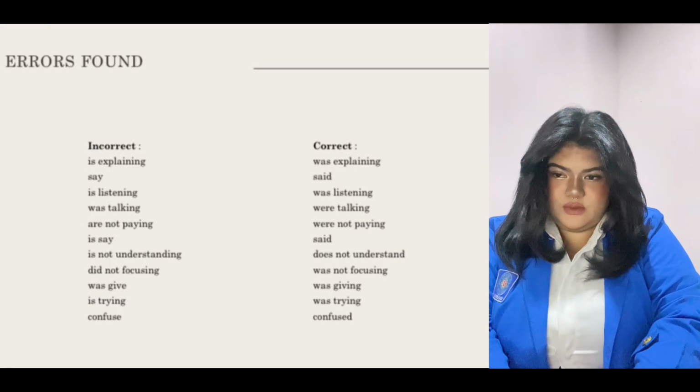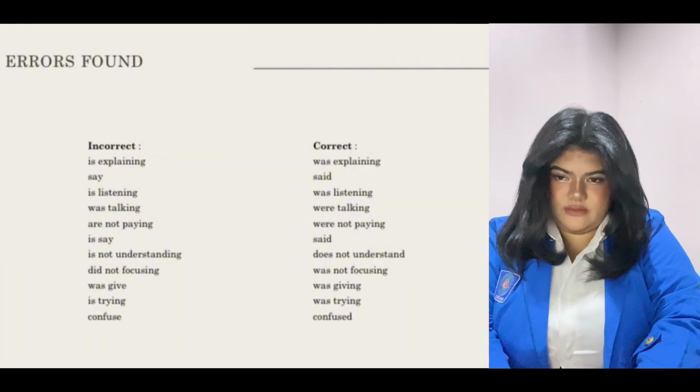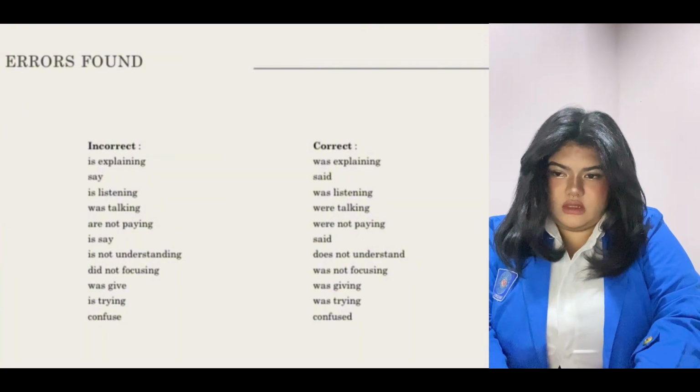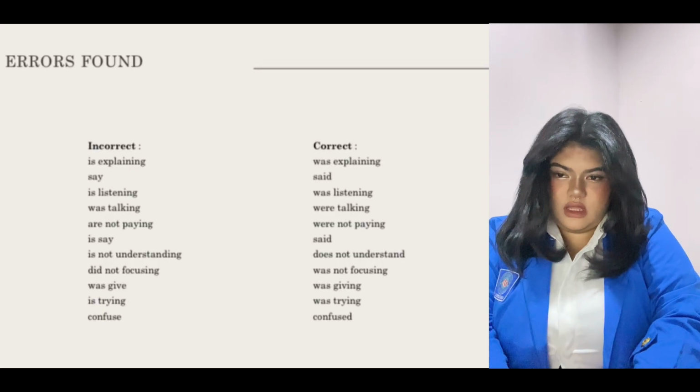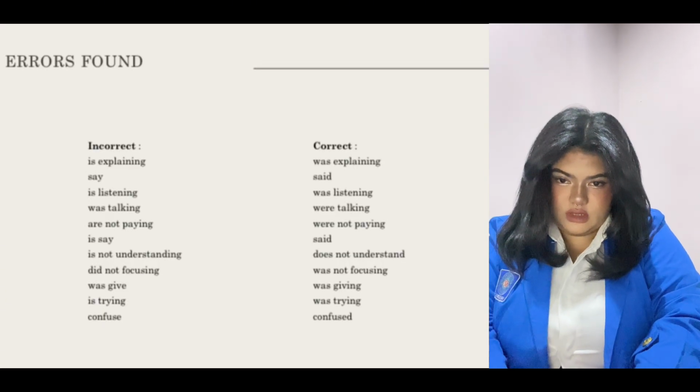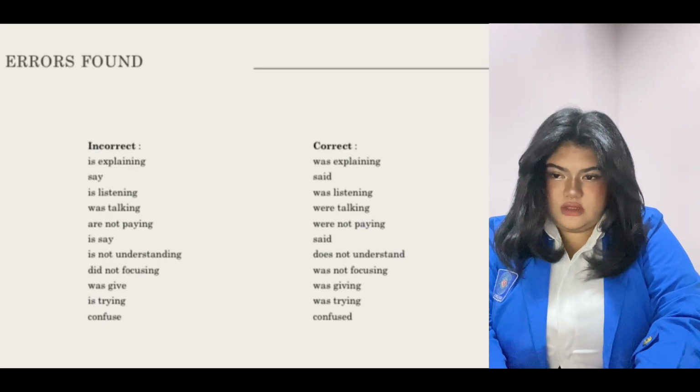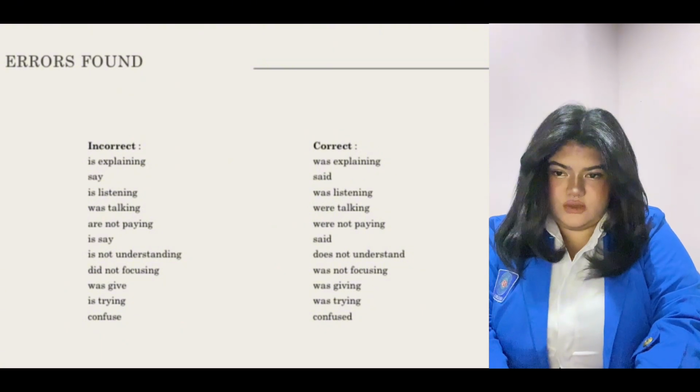Number 9 is "was give", the correct one is "was giving". Number 10 is "trying", and the correct one is "was trying". And the last one is "confuse", and the correct one is "confused".